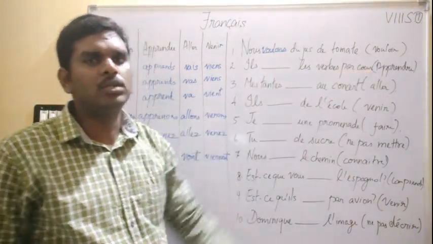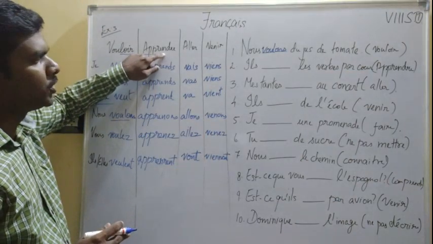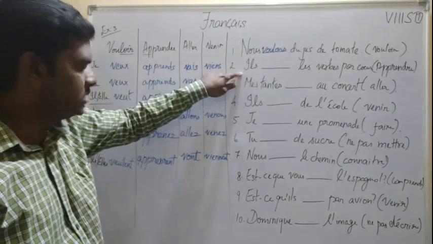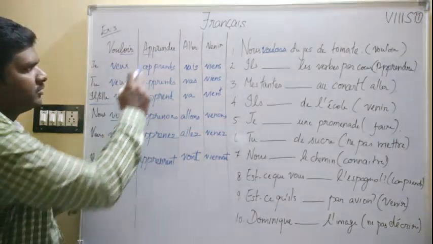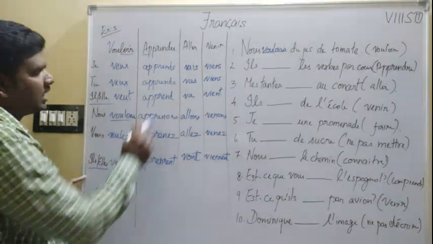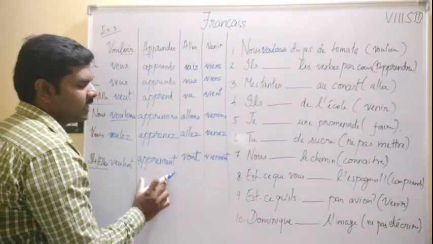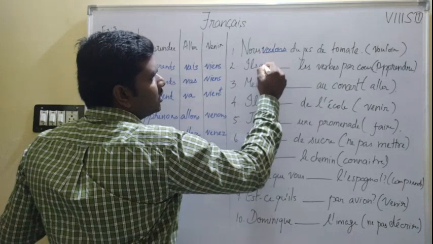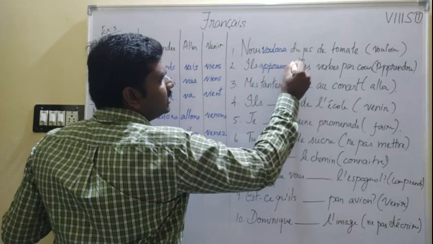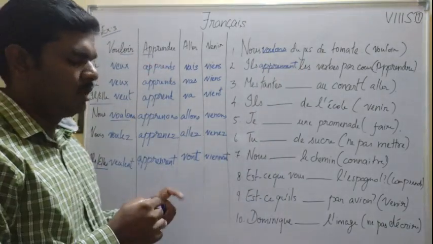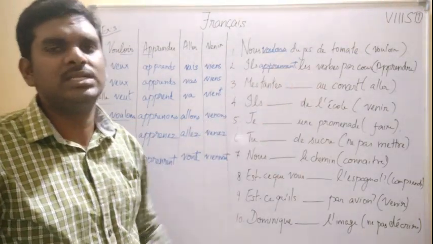Now, next is the apprendre verb. What is the second sentence? Apprendre verb. So the apprendre verb is here. In the apprendre verb, which subject do we have to see? ILS. So we will go straight away to ILS. What is there? The apprendre verb and the subject is ILS. I have to come down here and see what I have written. So this is in my mind. I have to take this here. Apprendre, apprend, APPRENNENT.